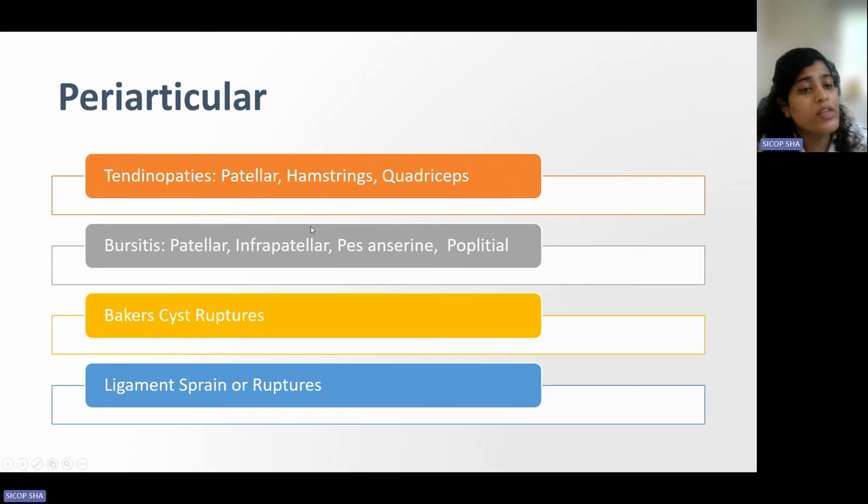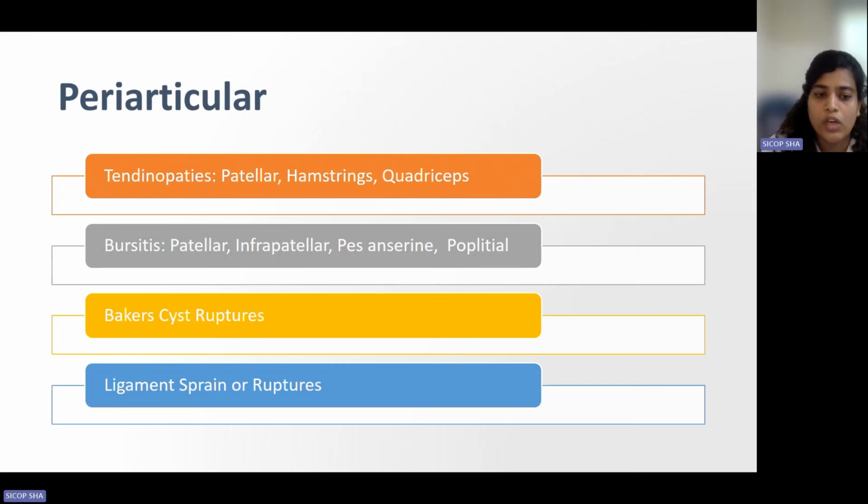Periarticular structures. The second one is periarticular structures. When you're talking about periarticular structures, we are talking about tendinopathies, bursitis, cyst, ligament sprain or ruptures. In tendinopathies, we are talking about patellar tendinopathy, hamstring tendinopathy, quadriceps tendinopathy. Bursitis, as we have discussed, is according to the anatomical site: patellar bursitis, infrapatellar, pes or popliteal bursitis.